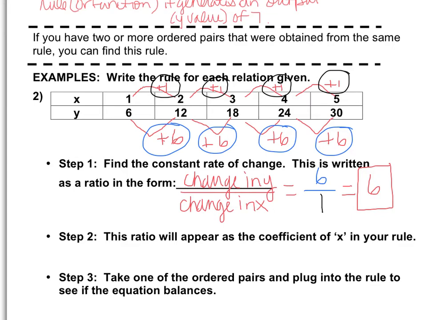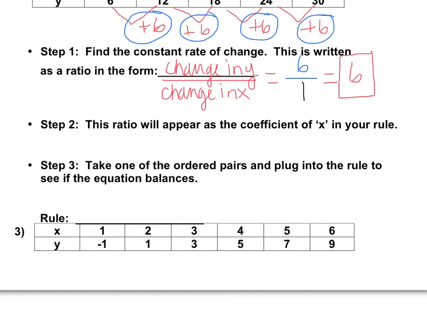This ratio will appear as the coefficient of x. So if you think back to how we did our tables, that rate of change was always getting multiplied by x. Well, it's the same thing here. The ratio is going to appear as the coefficient of x. So my rule appears to be that y is going to equal 6 times x. Because again, the rate of change, the ratio, will appear as the coefficient of x. So it's going to be the number that goes in front of your x.